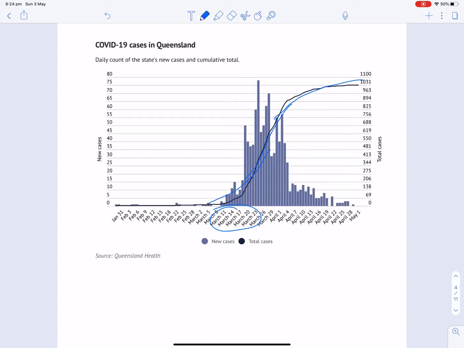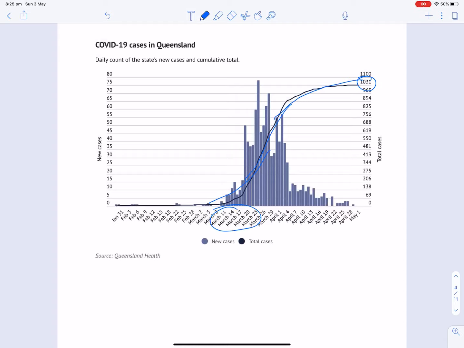Now this is not because of a cap on population. There's not a limit, not a total number of cases here, 1,031. There isn't a cap like that on the number of people in Queensland who can be infected. It's because of the lockdown measures that this has petered out. But the thing is, it has gone away from exponential growth.